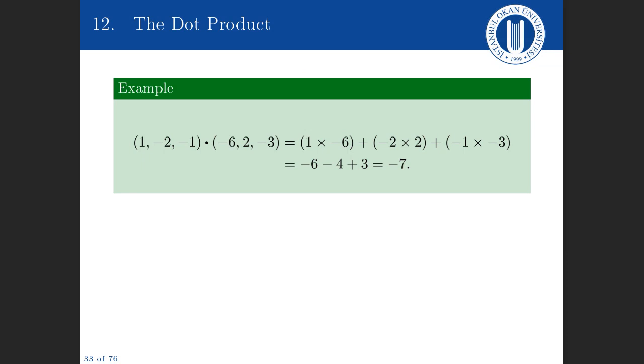Let's do some examples. The dot product of (1, -2, -1) and (-6, 2, -3). What we do is we take the first numbers and we multiply them together, 1 multiplied by -6. And then we take the middle numbers and we multiply them together, -2 multiplied by 2. And then finally we take the third numbers, -1 multiplied by -3. That gives us -6, -4, and 3. Add these together, we get our answer -7.